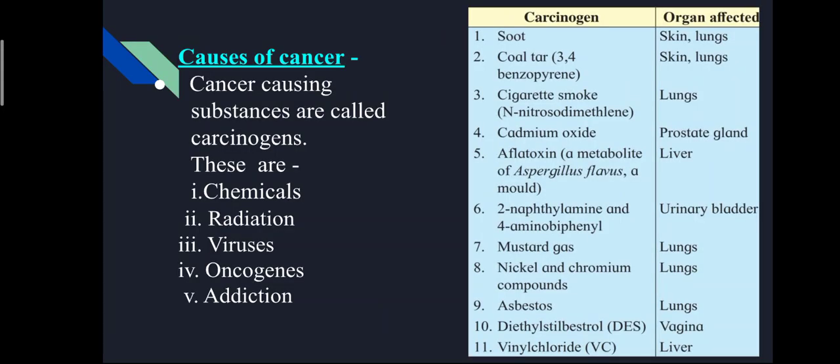Then we study the causes of cancer. Actually, there are number of causes or cancer causing agents. These are known as the carcinogens. These are chemicals, radiation, viruses, then oncogenes and addictions. First we study the chemicals. There are number of chemicals which includes nicotine, caffeine, products of combustion of coal and oil, then polycyclic hydrocarbons, some sex hormones and steroids. म्हणजे number of chemicals आहेत त्याच्यामुळे कॅन्सर होऊ शकतो.